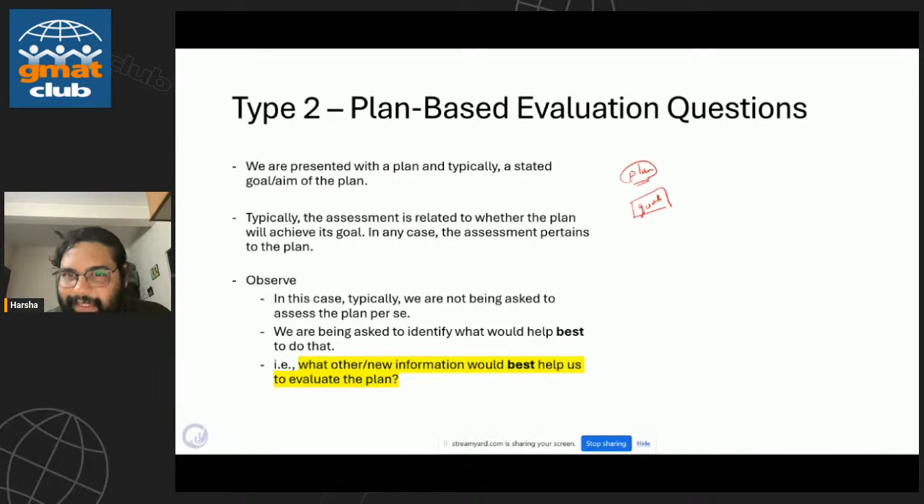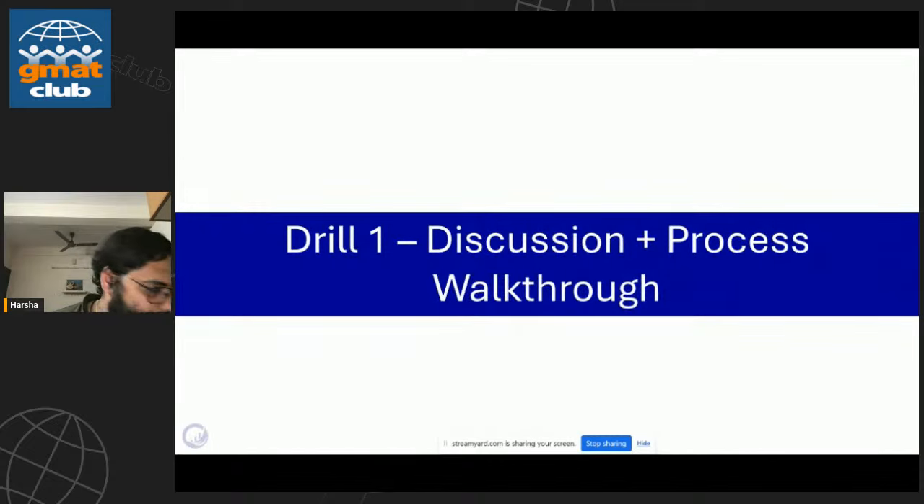There are a lot of variations there. You need to be careful and read the question stem carefully. I hope that also is coming through, right? But in both these question types, they're asking you to find something that will help you assess whether the argument is logical to make. They will help you assess whether the plan will succeed or fail or whatever they've given you. I hope that is clear in terms of what they're asking us to do, right?